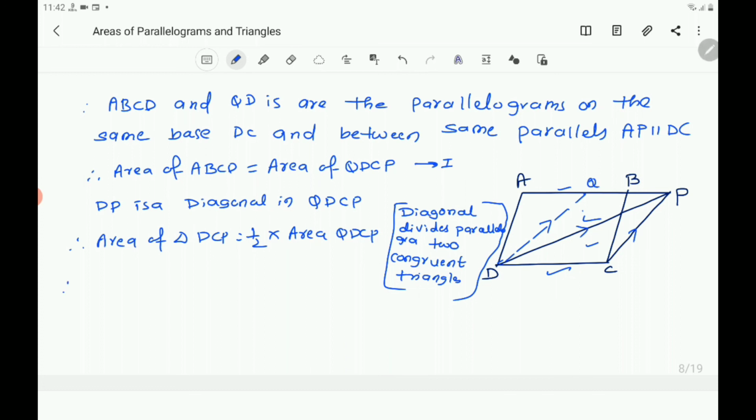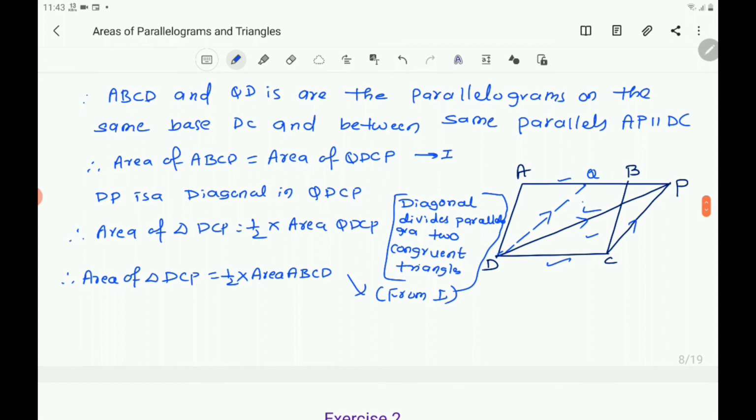Therefore, you can write that in the place of QDCP, you can write ABCD. Therefore, area of triangle DCP equals half into area ABCD. That is, you have the reason from the first. How did you get it? From the first. Therefore, you can say that if a triangle and a parallelogram are on the same base and between the same parallels, the area of the triangle is half the area of the parallelogram.